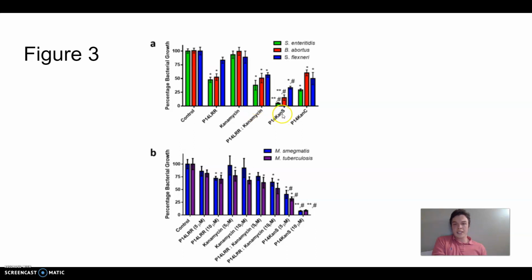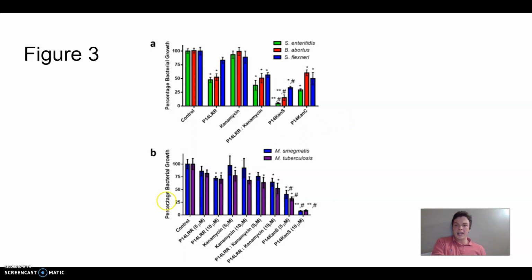The P14 CAN-S conjugate was able to lower S. enteriditis levels to 5%, B. abortus levels to 15%, S. flexneri levels to 15%. The P14 CAN-C conjugate, however, behaves similar to the 1-to-1 mixture of kanamycin and P14LR, showing the importance of the reducible linker on intracellular potency, which allows the antibiotics to separate and go their own ways within macrophages.